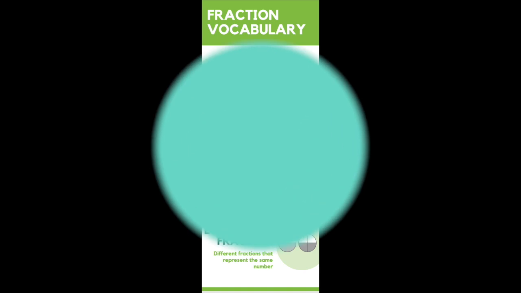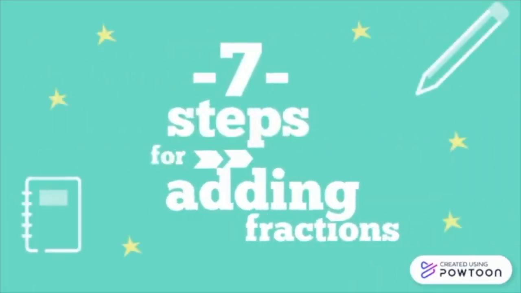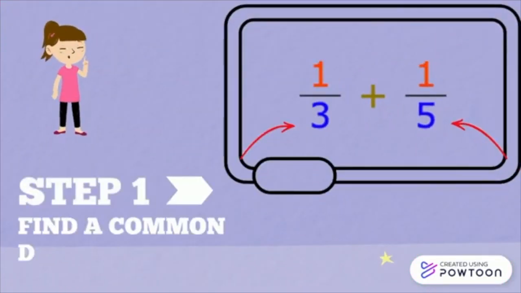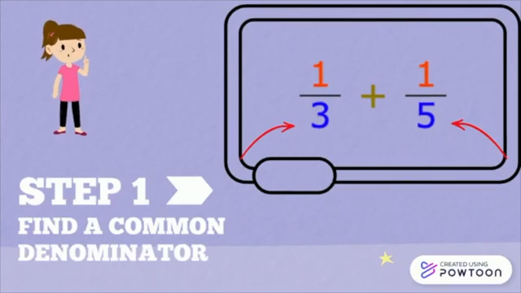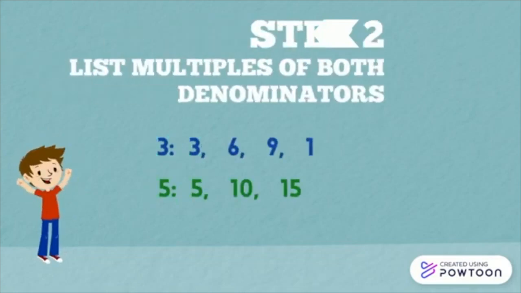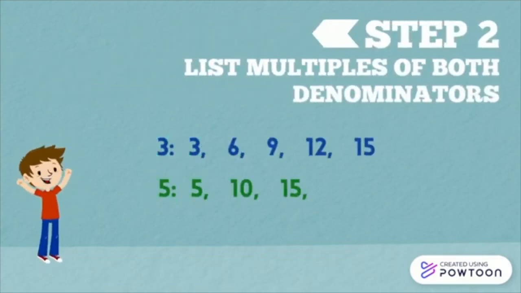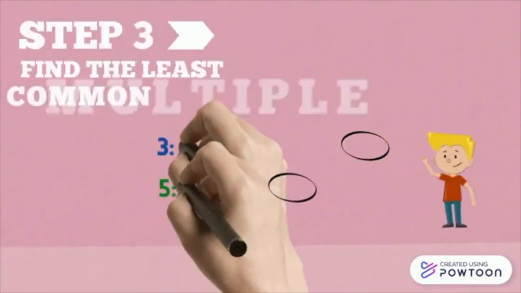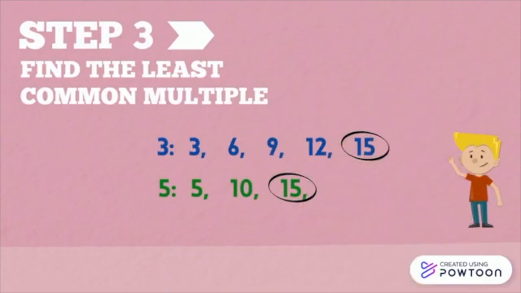Today we are going to review the 7 steps of how to add fractions. The first step is to find a common denominator. Our denominators are 3 and 5 and they are not the same, so we're going to have to find a common denominator. Step 2 is to list all of the multiples of the denominators. So I listed all the multiples of 3 and all of the multiples of 5. In step 3, I find the least common multiple, which is 15.